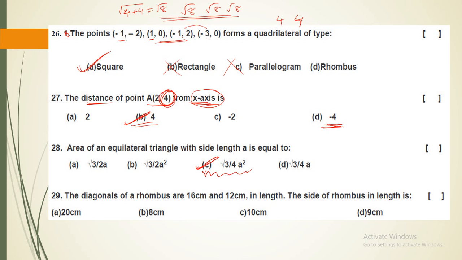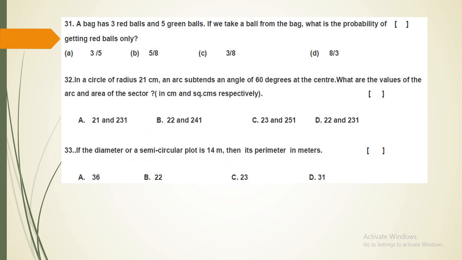Next, the diagonals of a rhombus are 16 and 12 centimeters respectively. So d1, d2 are given. What is he asking? The side of the rhombus. If you draw the figure of a rhombus, one diagonal is 16 centimeters, so it is divided into 8 and 8. Next, 12 is divided into 6 and 6. Since I need this particular side length, we already know diagonals bisect each other perpendicularly. So using this right angle triangle concept, with 8 and 6, this side length is 10 centimeters by using the Pythagoras theorem.